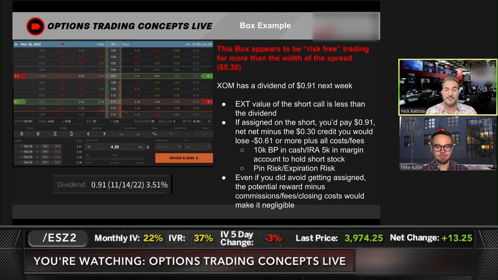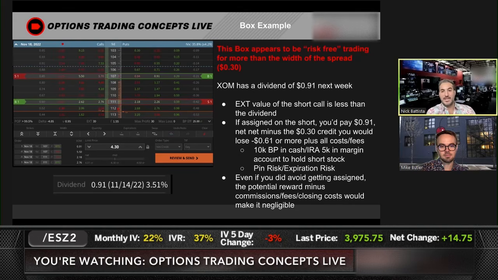The dividend that's coming up next week in XOM is 91 cents. So you could see that short call has about 85 cents of extrinsic value, maybe a little bit less now that XOM has rallied. We took this a couple days ago, but either way, you're definitely at risk of assignment on that short call because it has very little extrinsic value.